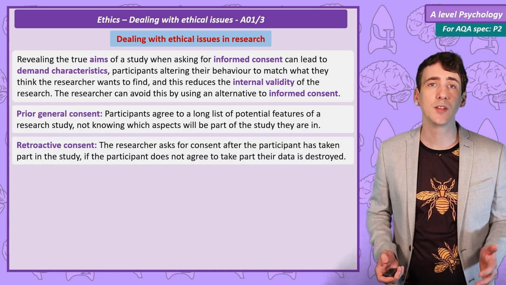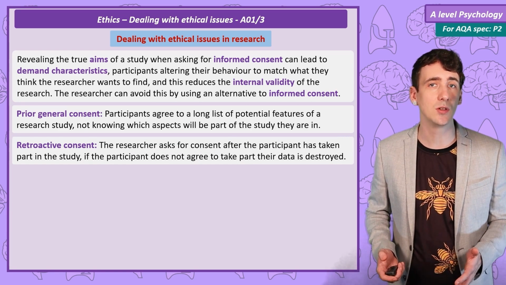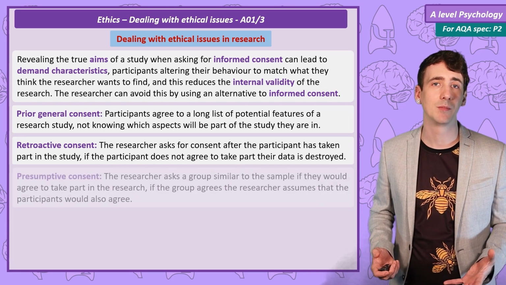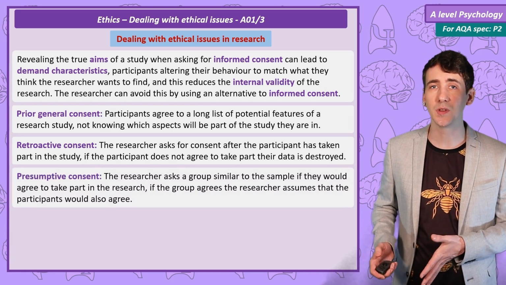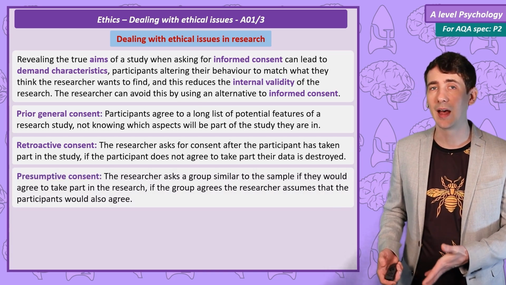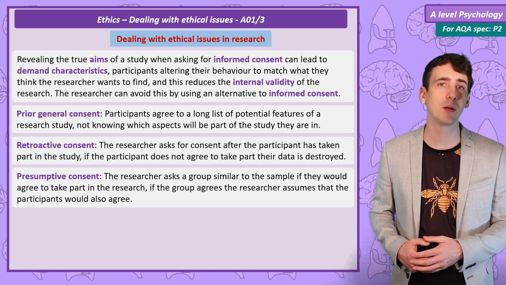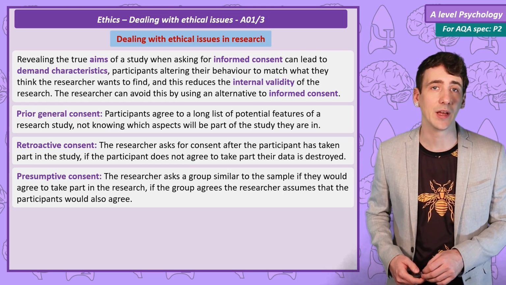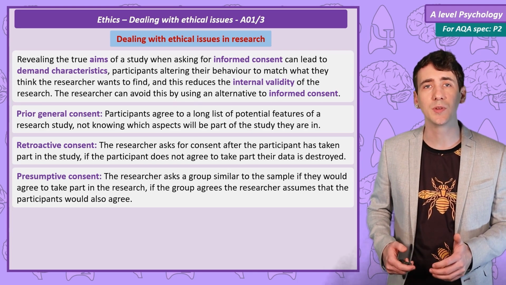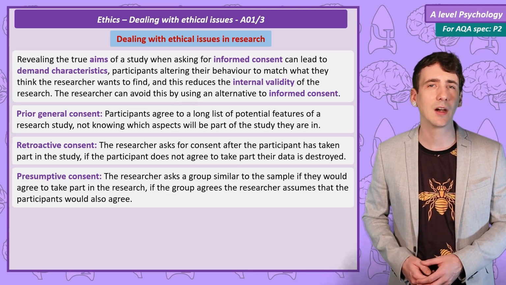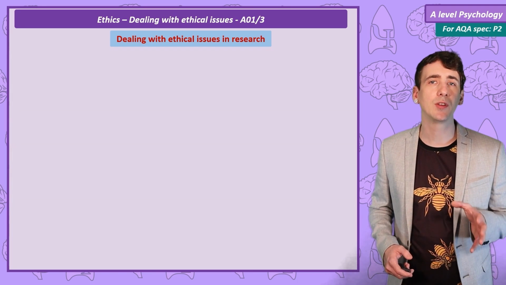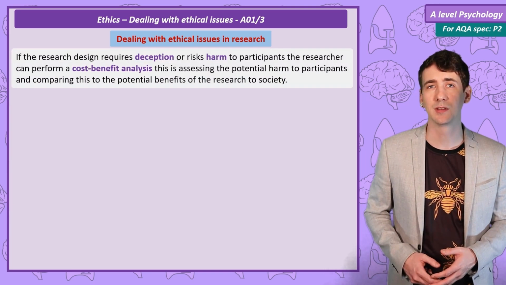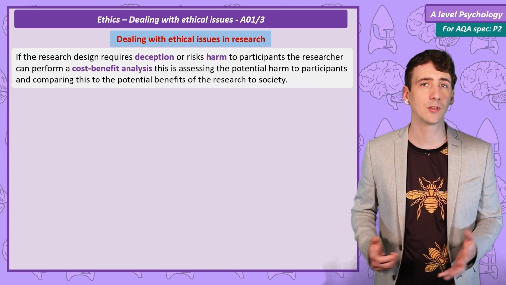Retroactive consent. This is where you'd get consent for the participants' data to be used, but only after they've taken part in the research. Presumptive consent. You ask a group similar to the participants if they would agree to take part in a study, and if they agree, you assume the experimental group would consent. Now, none of these ways of getting consent are perfect, but they are ways of avoiding participants changing their behaviour due to demand characteristics. There may be times that a research design requires deception, or maybe even risking harming participants. In this case, a cost-benefit analysis can be conducted.